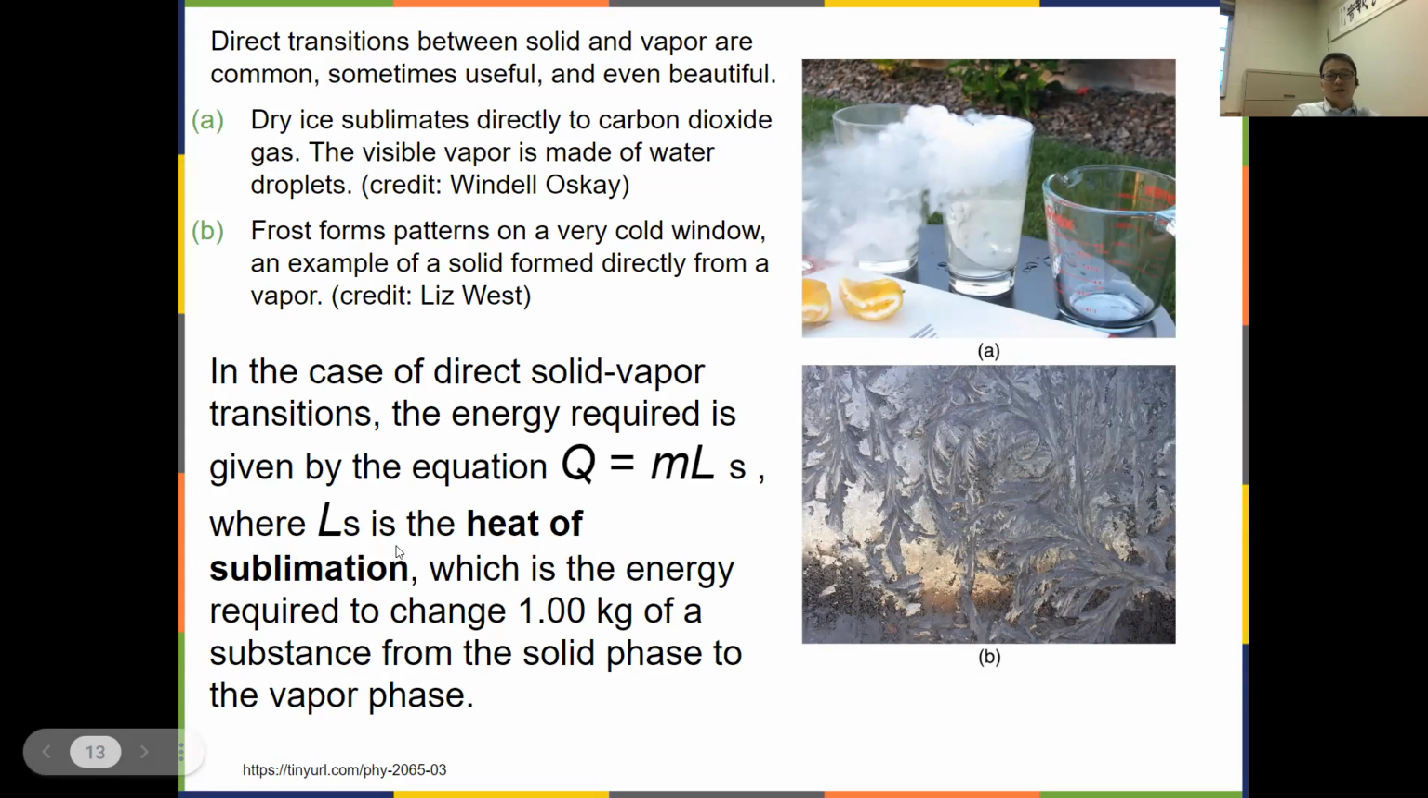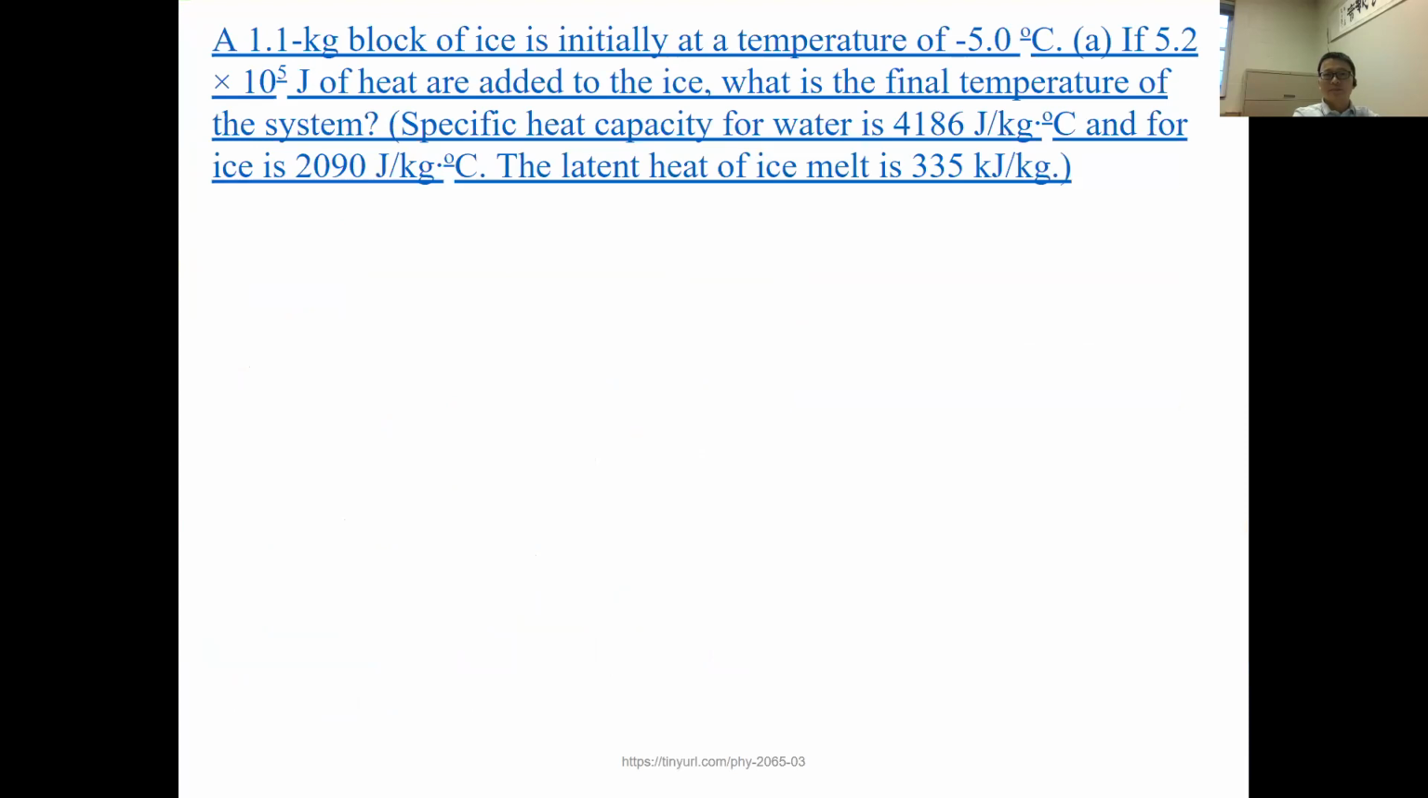So you could have solid to liquid, liquid to vapor, vapor to solid directly, or solid to vapor directly, and also liquid to solid and vapor to liquid. All right, let's take a look at how you can actually solve a problem with latent heat involved. I'm going to switch my camera.